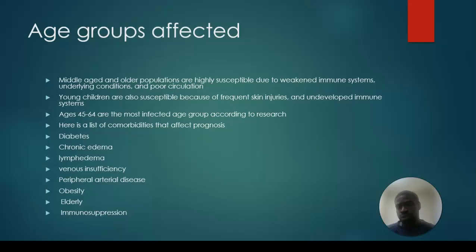Some of the age groups that are affected: you have middle-aged people, older, elderly people, and young children. Middle-aged population, a lot of times these people are getting older, so they're going to have weakened immune systems. Same thing with older population, underlying conditions and poor circulation. Middle-aged people are a little bit more active than older people, so they're a little bit more susceptible to stuff like cuts and scratches and insect bites and stuff like that. So that's why, at least that's why I think, they are the highest population according to research.